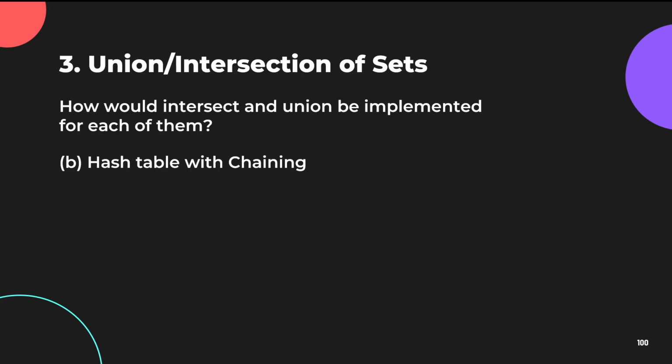Union and intersect is chained here. So for example, I have my first hash table, with some items, and then this will point to a linked list, and another one will point to another linked list. Then I will have the other hash table, which will have another linked list also, something like this. So what will be the runtime, for example?